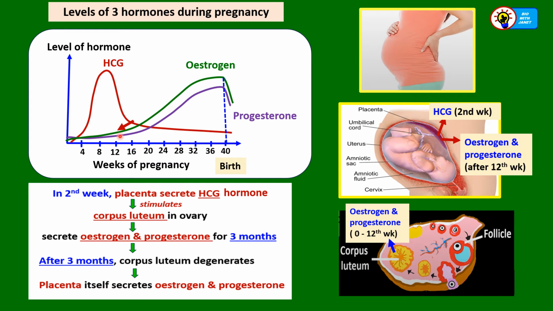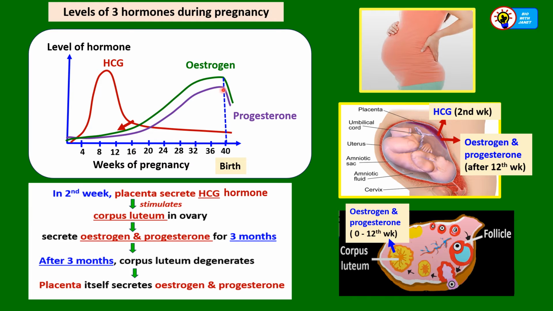But after the 12th week or 3 months, the corpus luteum degenerates, so it can no longer secrete the estrogen and progesterone. From then on, the placenta secretes the estrogen and progesterone. The placenta that has developed in the uterus will start to secrete these two hormones, and so the levels of these two hormones start to rise quite quickly during the pregnancy.